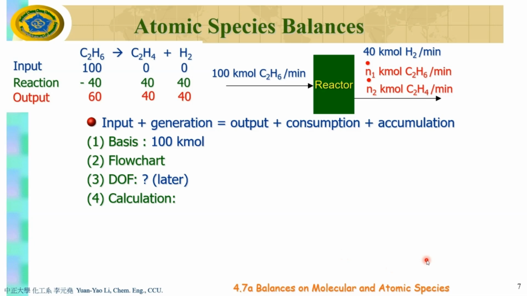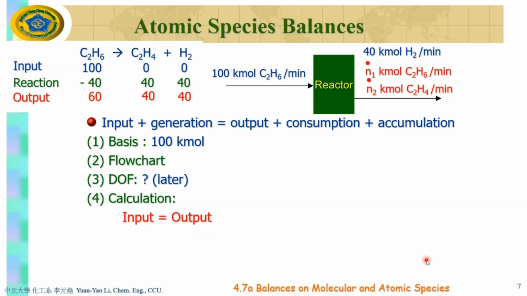Listen, now we don't do a molecular species balance. We do an atomic species balance. So how many atomic species are there in this case? There are only two. First, the carbon atom. Second, the hydrogen atom. In the molecular species balance, you have three species: C2H6, C2H4, and H2. But in the atomic species balance, there are only two species, right? Carbon and hydrogen. Obviously, you understand this will be easier.